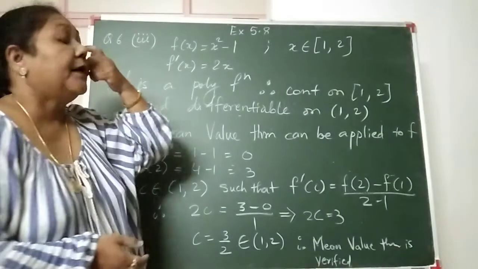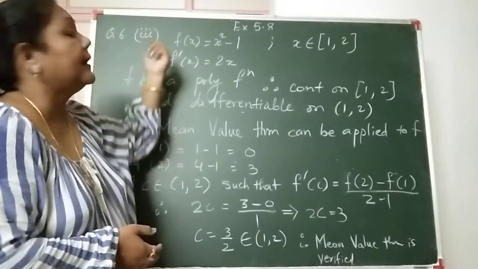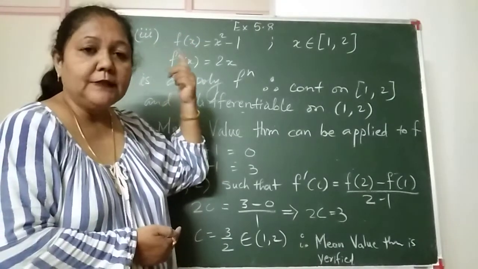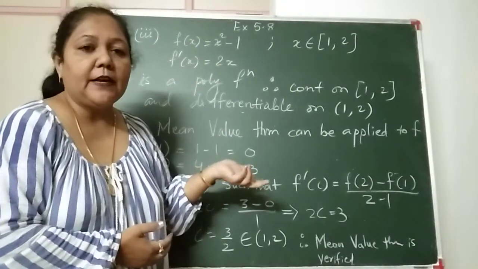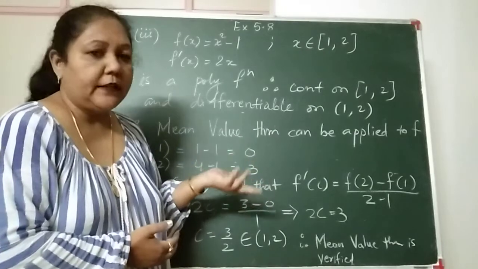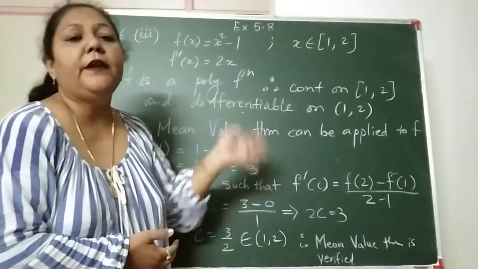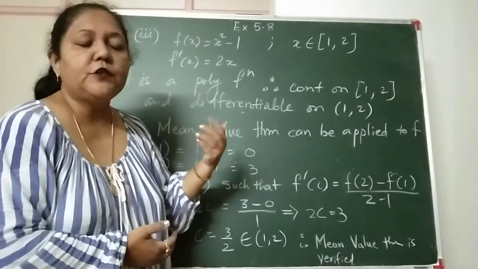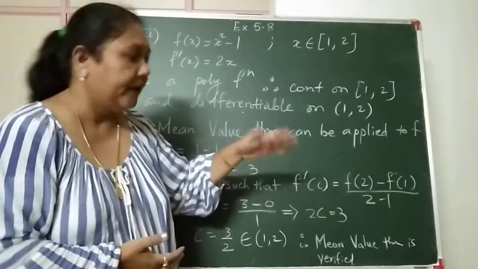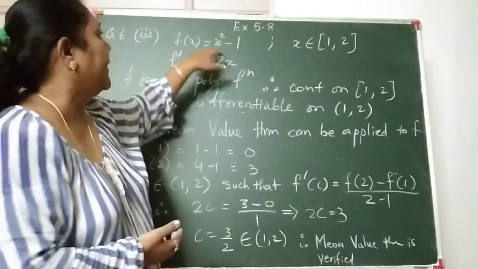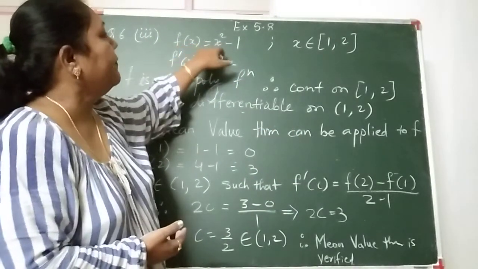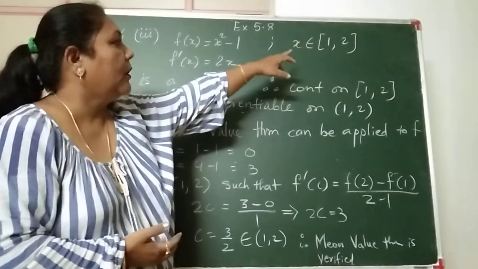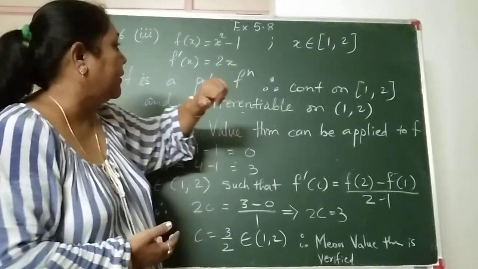Okay children, now we'll go to question number 6, that is the third one. 1 and 2 are integer functions, and integer functions are never continuous and therefore not differentiable. So 1 and 2 are not continuous, not differentiable, and therefore if not continuous and not differentiable, mean value theorem cannot be applied to it. So we directly go to the third question, and now the third question is, f of x is x squared minus 1 when x belongs to the closed interval 1 comma 2.